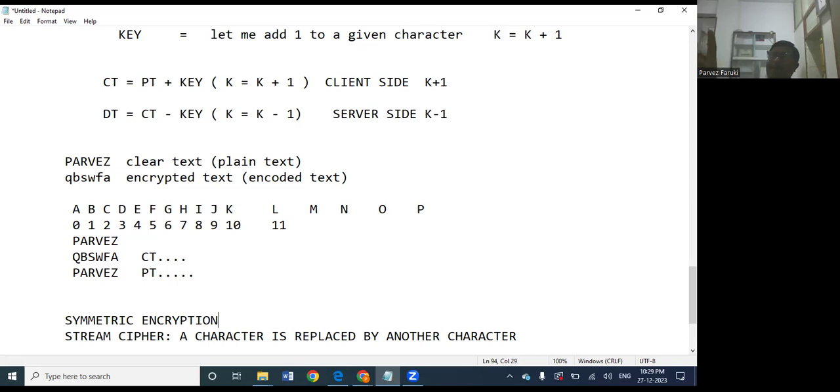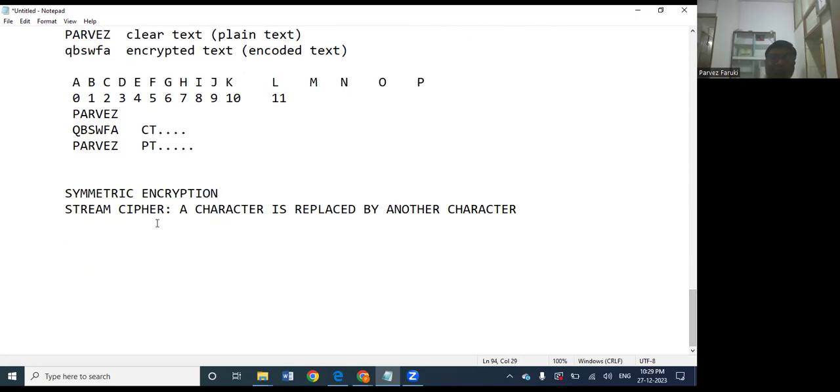Why symmetric? To encrypt, you did k plus 1. So now to decrypt, you do a k minus 1 so you come back. So these algorithms are called symmetric algorithms, and a part of symmetric is the stream cipher, wherein each character every time will be replaced by another character. Okay? So this is 1 by 1, byte by byte encryption happening. Therefore it's called a stream cipher.